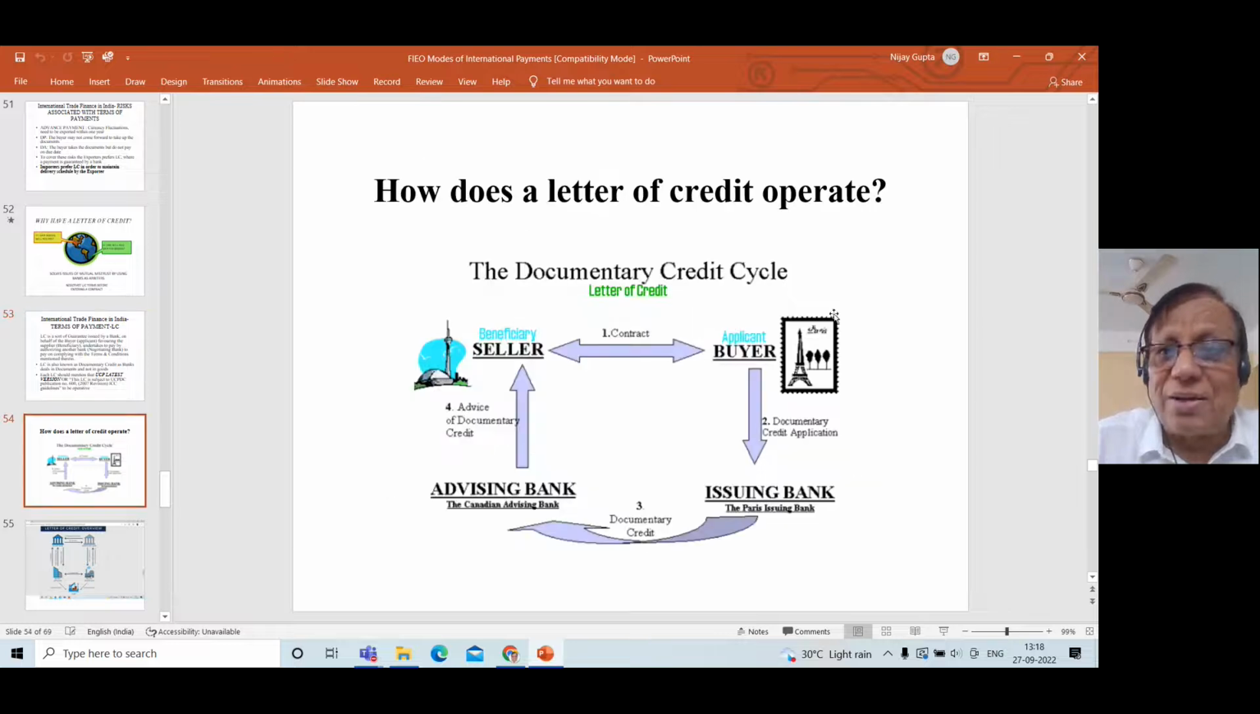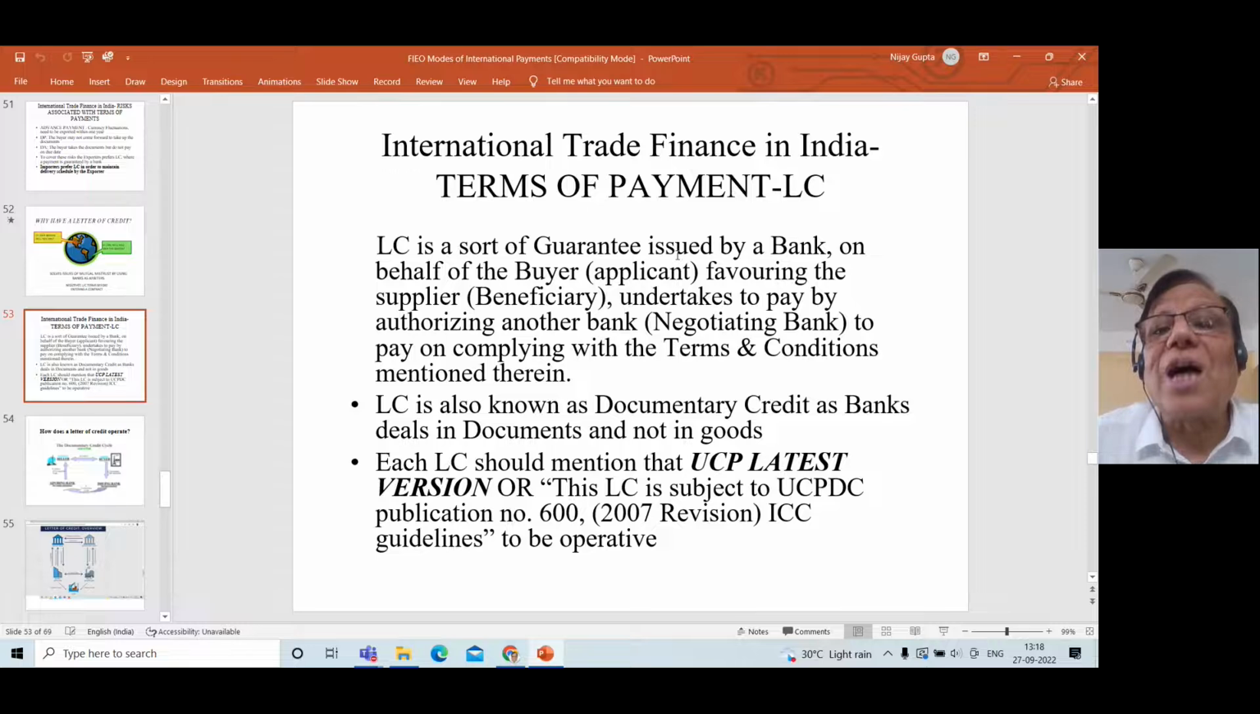So what we have seen in this chart is that as per the agreement, the buyer, known as the applicant, makes a request to his bankers, and in turn the LC comes to the beneficiary's bank or some other correspondent bank, and then it goes to the beneficiary, that is the exporter. As per the UCP 600 definition, the letter of credit is a sort of guarantee issued by a bank on behalf of the buyer, that is the applicant, favoring the exporter, supplier, beneficiary. It undertakes to pay by authorizing another bank, the negotiating bank, to pay on complying with the terms and conditions mentioned therein. So they have to present the compliant documents.